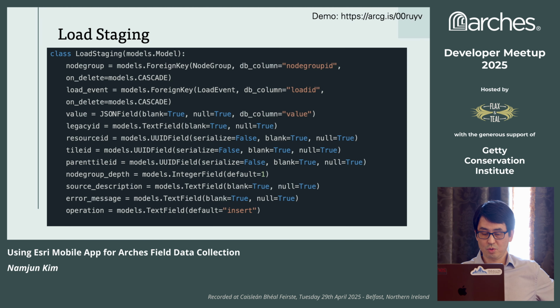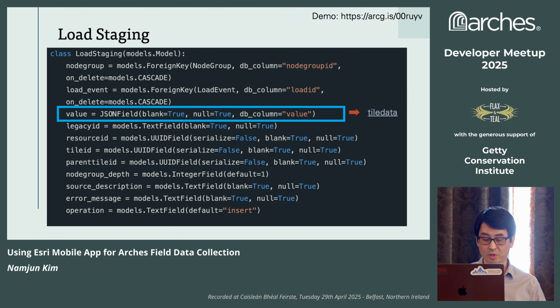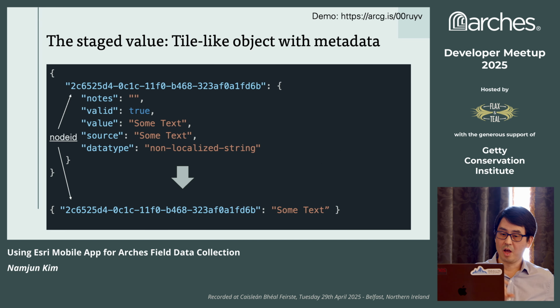You don't have to try to read any of this, but we have a row staging table in the core Arches. If you look at the row staging table, you can notice that the tables are pretty similar to the tile table. So node groups, tile ID, parent tile ID, and resource ID, things like that. And then the value eventually becomes the tile. So let's take a closer look at the values here. The upper part is the actual value in the staging table. So it's basically the tile data with the metadata in it.